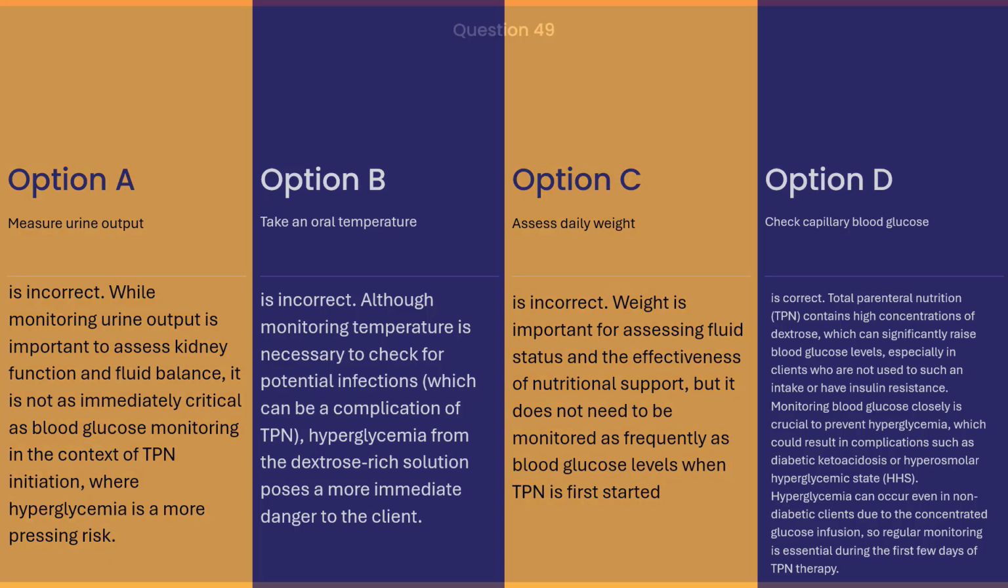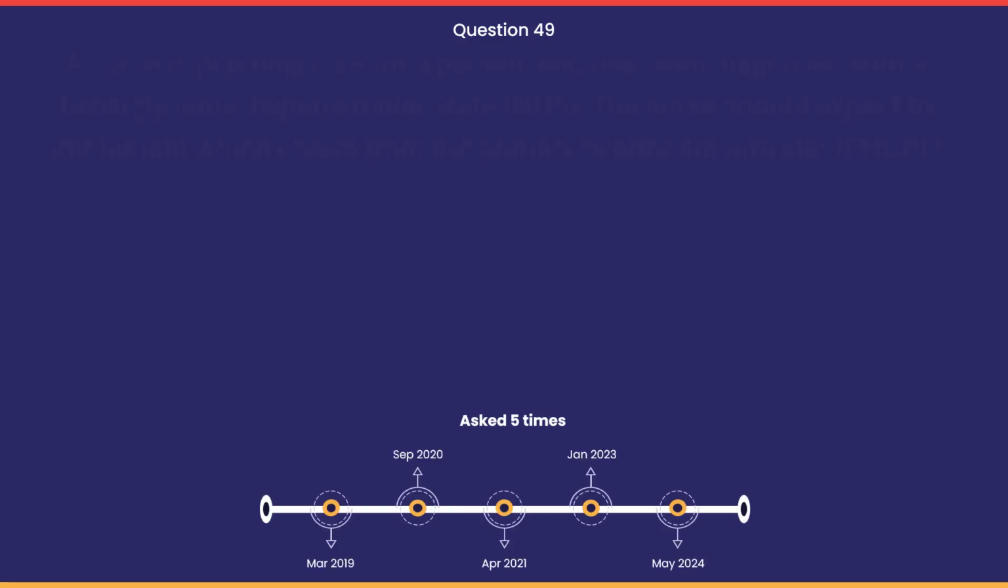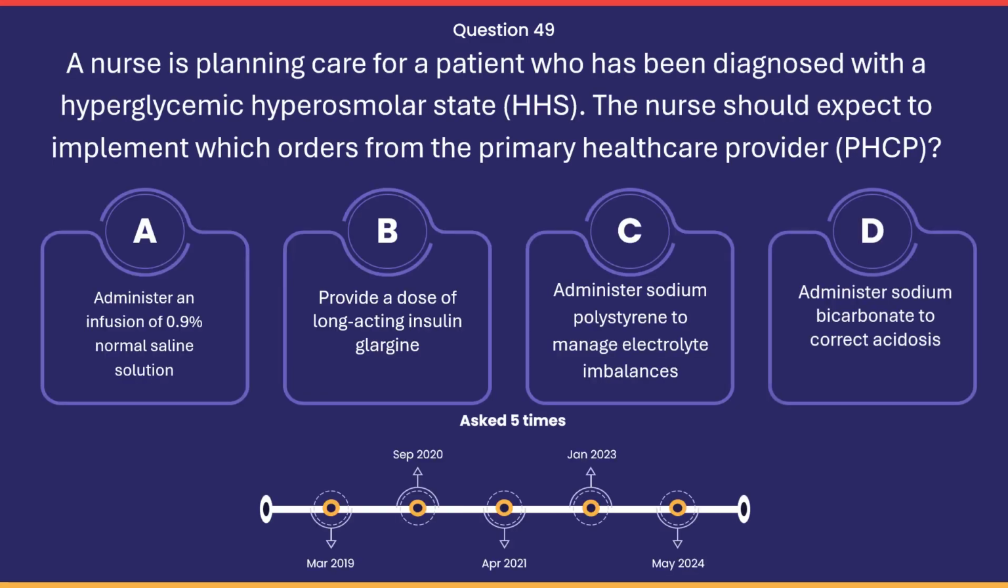This question about managing hyperglycemic hyperosmolar state, HHS, has been asked 5 times in the last 5 years, making it a frequently repeated topic in exams. A nurse is planning care for a patient who has been diagnosed with a hyperglycemic hyperosmolar state, HHS. The nurse should expect to implement which orders from the primary healthcare provider, PHCP? A. Administer an infusion of 0.9% normal saline solution.